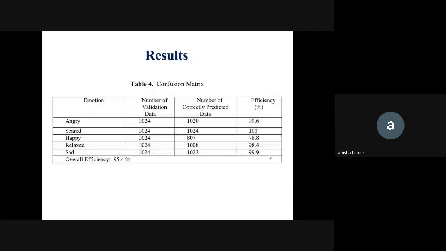Now, the confusion matrix based result. The angry emotion has been correctly predicted with 99.6% efficiency, scared 100% efficiency, the happy emotional state has been detected with 78.8% efficiency, relaxed 98.4%, sad 99.8%. Using KNN, overall efficiency is 95.4%. As this is supervised learning, again, the efficiency will be high.